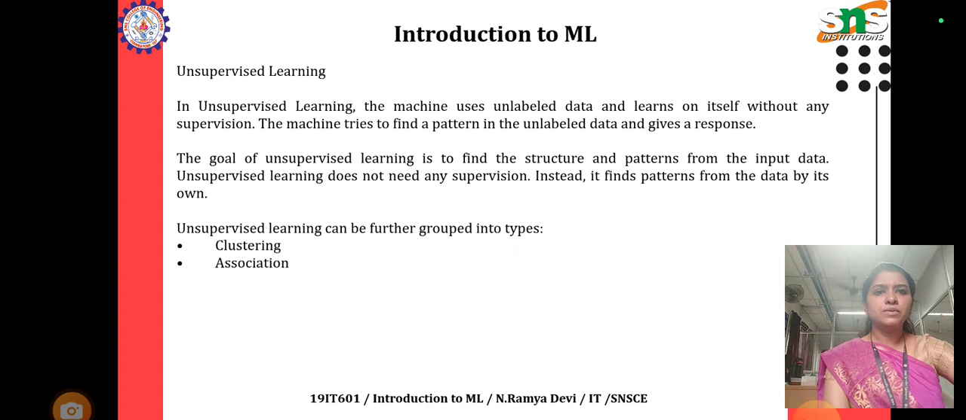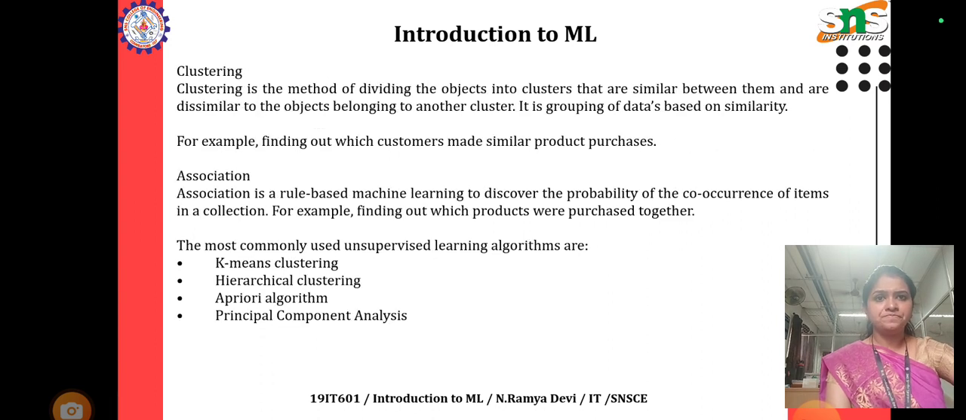In unsupervised learning, the machine uses unlabeled data and learns on its own without any supervision. The machine tries to find a pattern in the unlabeled data and gives a response. The goal of unsupervised learning is to find the structure and patterns from the input data. Unsupervised learning does not need any supervision. Instead, it finds patterns from the data on its own. Unsupervised learning can be further divided into two types: clustering and association.